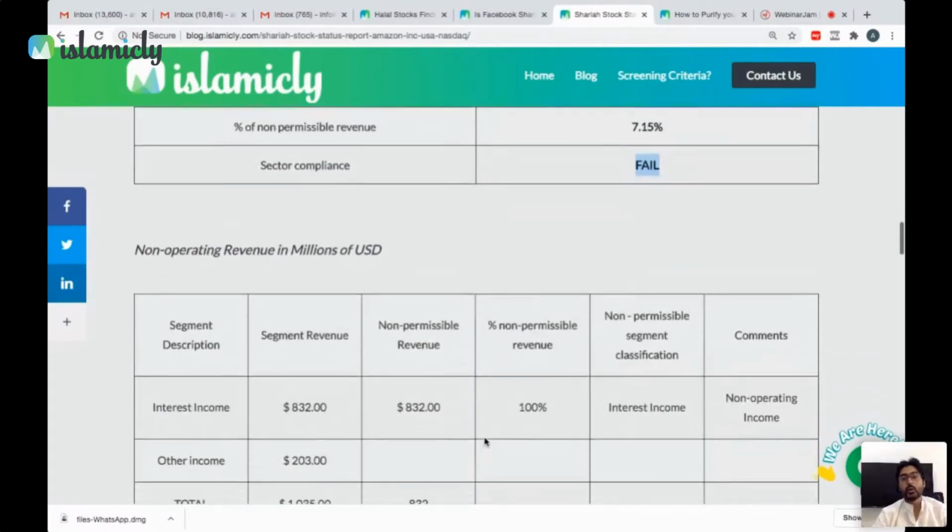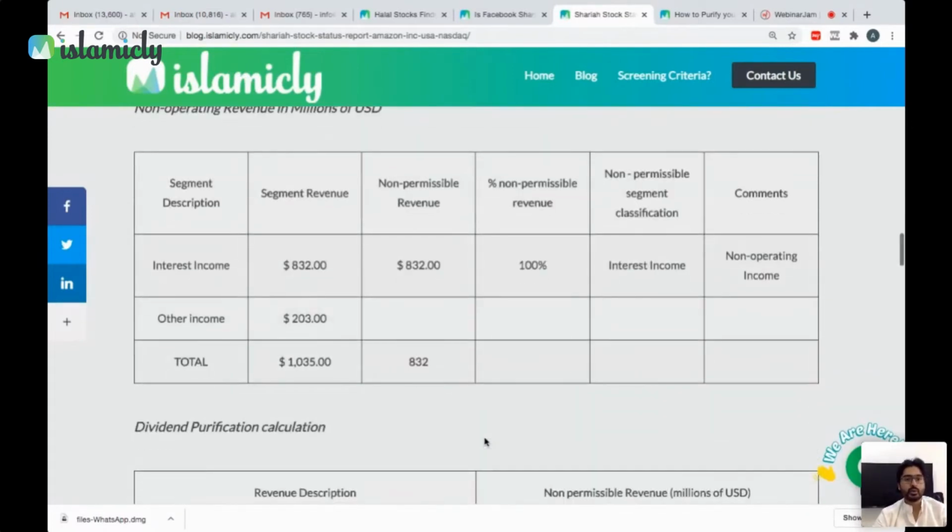Now, let's go ahead and also analyze the non-operating revenue of the company. So the company's non-operating revenue consists of interest income, which is $832 million, and other income, which is 203. We've seen the components of other income. It doesn't consider any of the non-permissible activities, hence it's fine. The interest income is definitely non-permissible, hence we put it in the non-permissible column. Percentage is 100%. What is the reason for non-compliance? It is because it is interest income, and the comment is it's non-operating interest income.